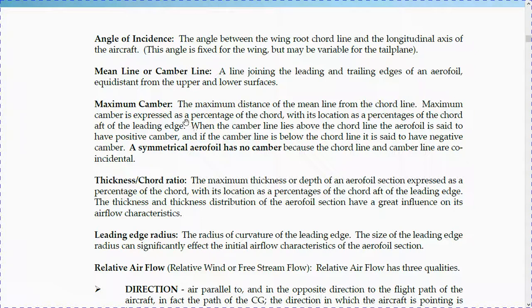To continue, when the camber line lies above the chord line of an airfoil, it is said to have positive camber. So the curvature is positive on top of the camber line. And if the camber line is below the chord line, it is said to have negative camber. A symmetrical airfoil has no camber because the chord line and camber line are coincidental.